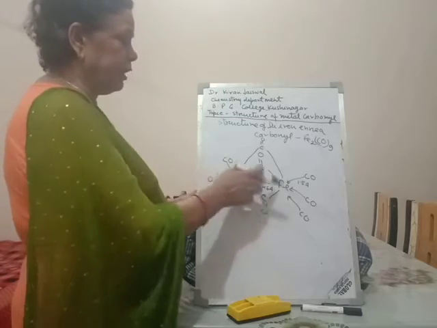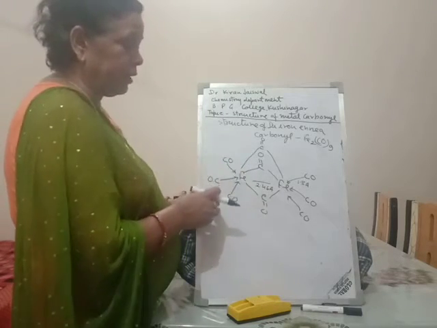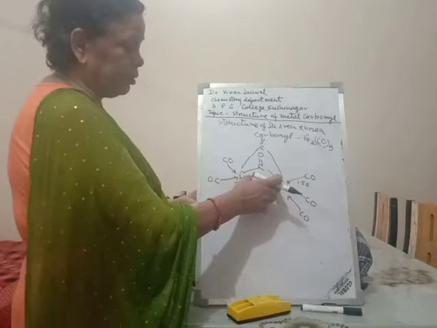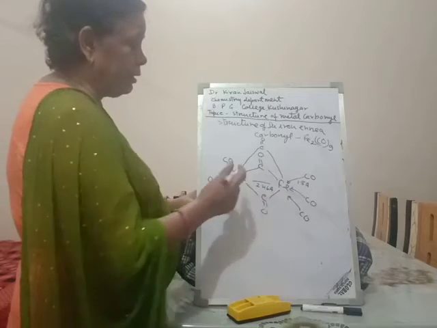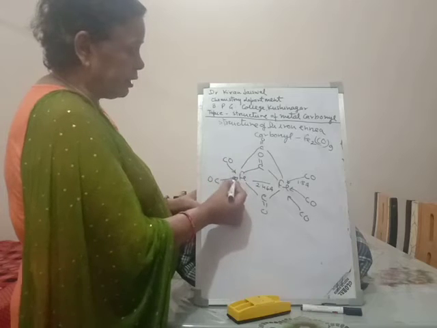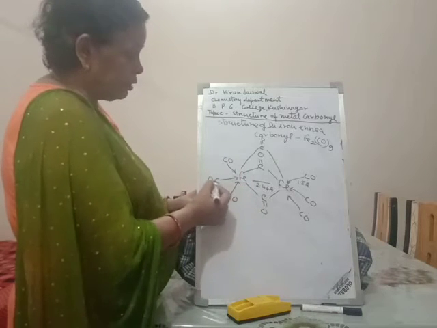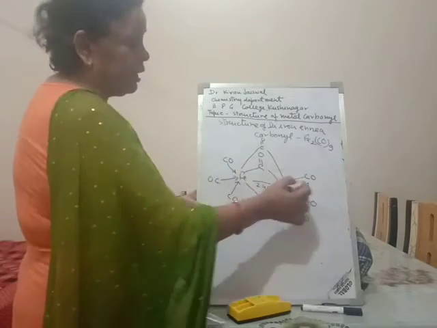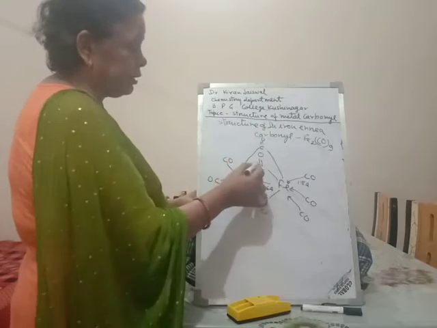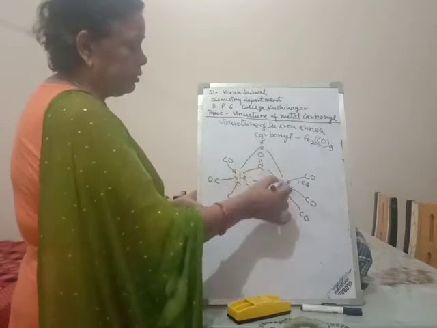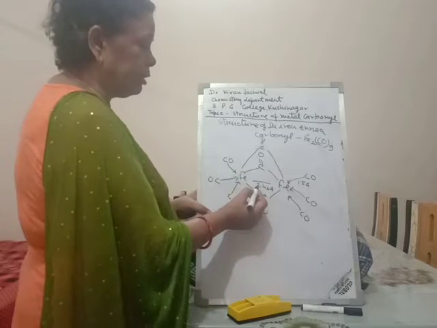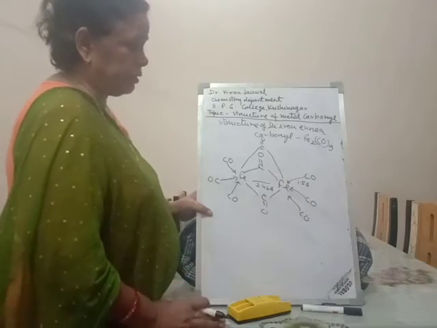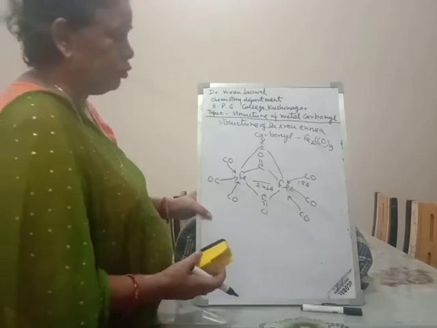The X-ray analysis shows that it is a cluster of iron, and the two iron atoms are bonded by a covalent bond. On each iron atom there are 3 terminal CO ligands, and there are 3 bridging ligands. The iron-iron bond length is 2.46 angstrom, and the iron-carbon bond length is 1.8 angstrom. This is the structure of Fe2(CO)9.